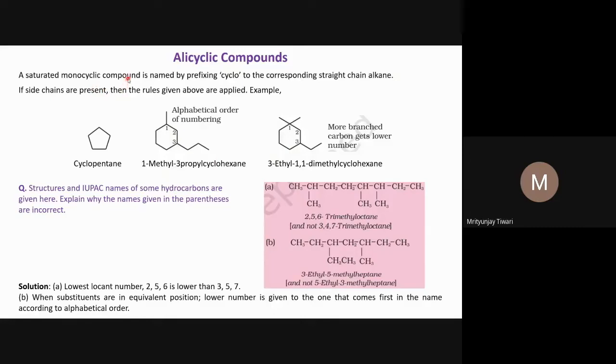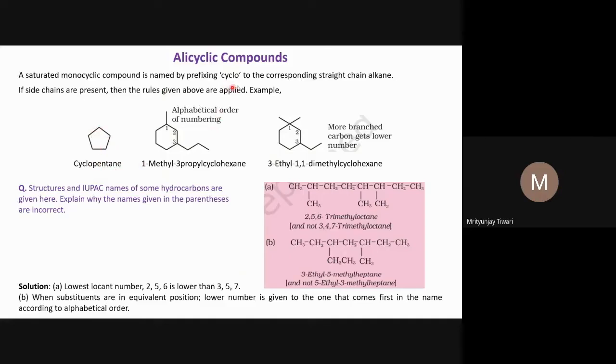A saturated monocyclic compound is a compound having only one ring. Mono means one, and we know cyclic means cycle or ring. The compound is named by prefixing cyclo to the corresponding straight chain alkane. This alkane contains 5 carbon atoms. If it was an open chain hydrocarbon, we could have named it pentane. But since it is a cyclic hydrocarbon with no double bond, we put cyclo before pentane, and this is cyclopentane.